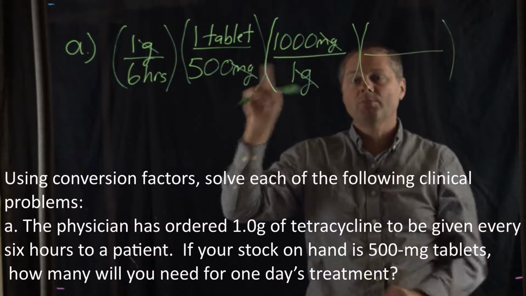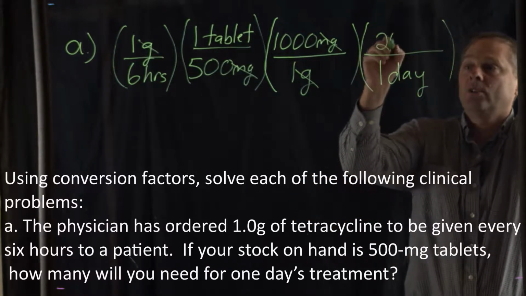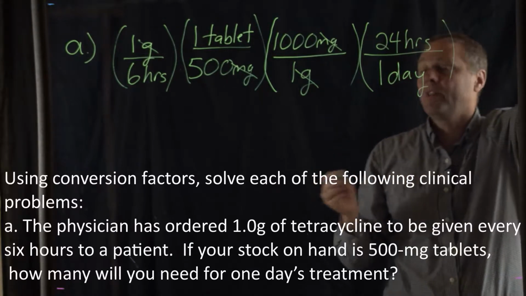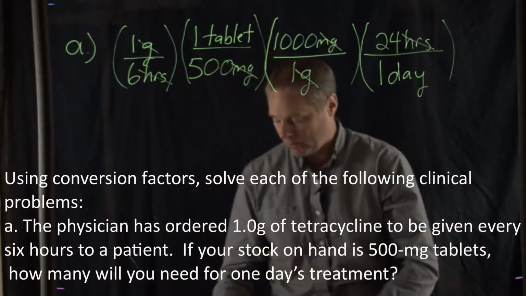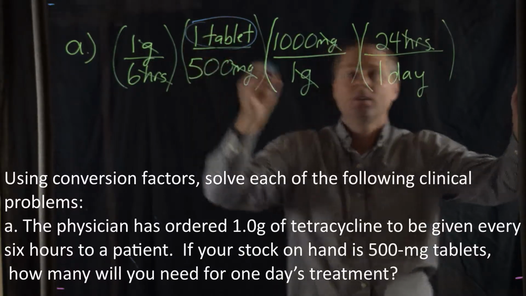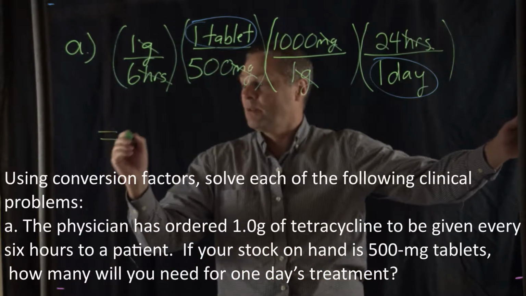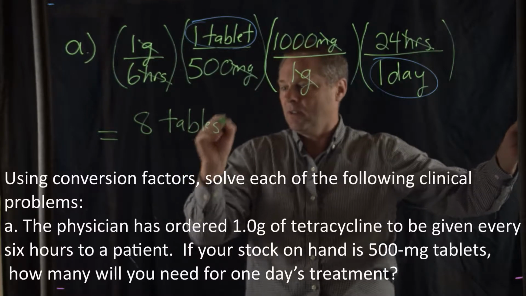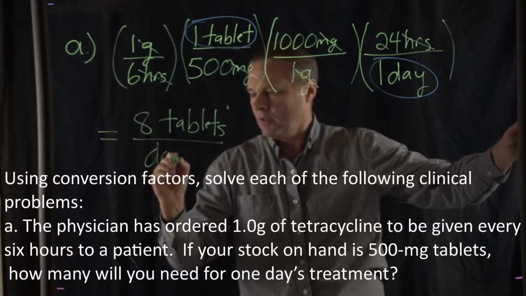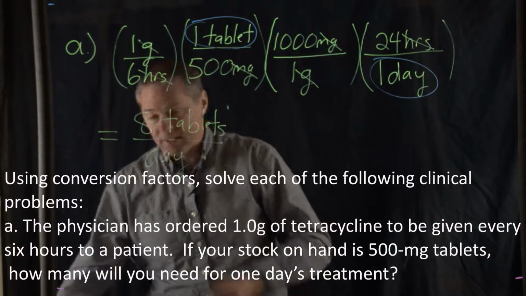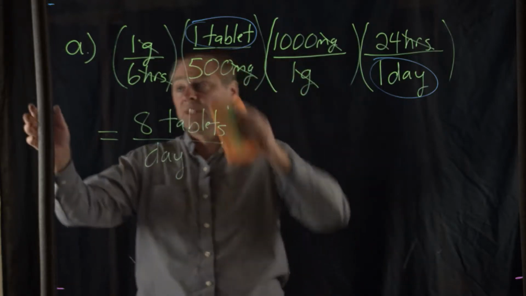Now we want to know the number of tablets per day. So down here we'll write 1 day, and how many hours are there in a day? There are 24 hours. So what that does now is that the hours cancel with the hours, and the units that we have here, I'm going to circle this just so you see it really well, is tablets per day, which is what we want to know. And so if you go through and do this calculation, this is equal to 8 tablets per day. So the patient is going to have to take 8 tablets per day if you have 500 milligram tablets and the doctor orders 1 gram of medicine every 6 hours.